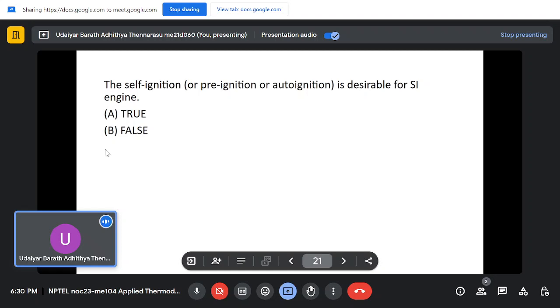So the next question is, the self ignition or pre-ignition or auto ignition, all terms are same, is desirable for SI engine. Is the self ignition desirable? So in spark ignition you are providing a spark to ignite it. So there is no requirement for self ignition. Self ignition is required in case of a compression ignition engine. When you compress it, the temperature increases, and that temperature is sufficient to self ignite the fuel. So there self ignition is more desirable. Here self ignition will call knocking, so it's not desirable. So in case of an SI engine, it's false.